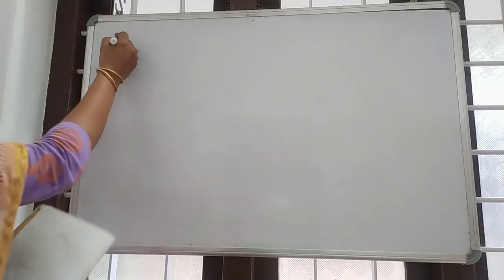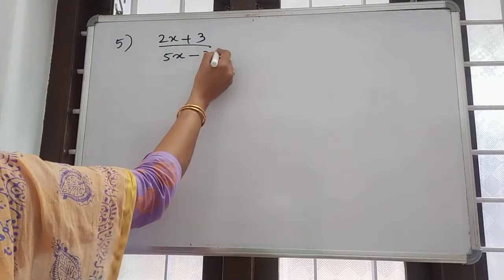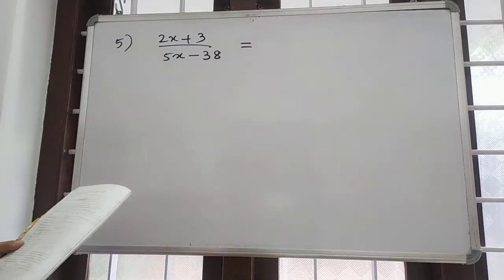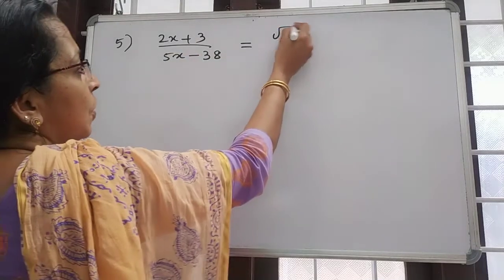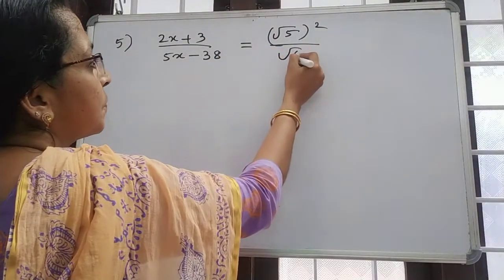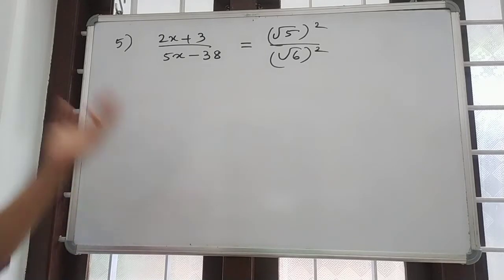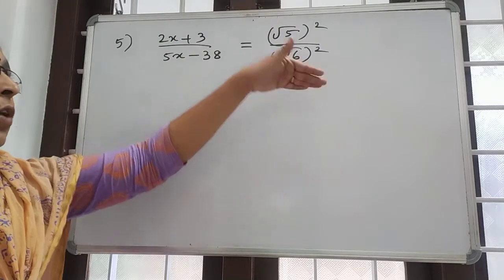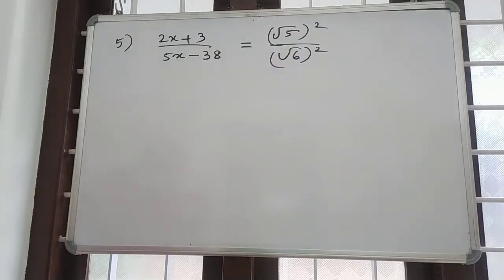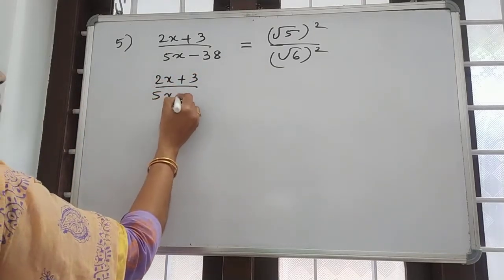So how can we write? 2x plus 3 divided by 5x minus 38 is equal to the duplicate ratio of root 5 is to root 6. Duplicate ratio of this means root 5 square divided by root 6 the whole square. So 2x plus 3 divided by 5x minus 38.